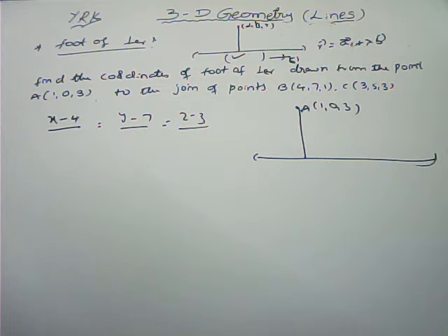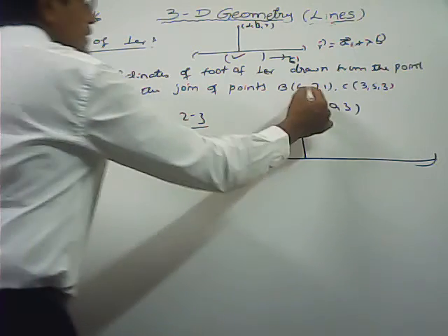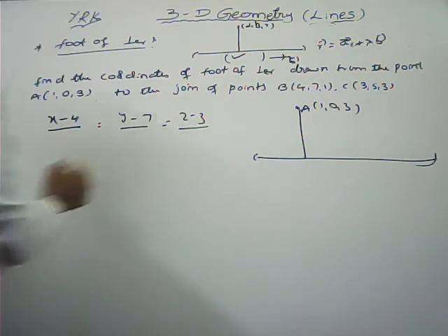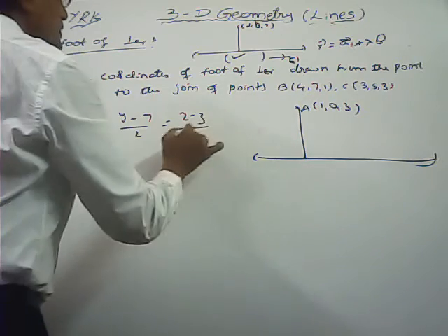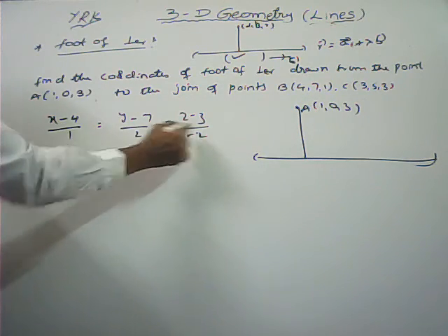Here, what are the DRs? If a line passes through 2 points, I told you already the DRs of a line passing through 2 points are x2 minus x1 or x1 minus x2. You can write 4 minus 3 is 1, 7 minus 5 is 2, and 1 minus 3 is minus 2. These are the DRs.